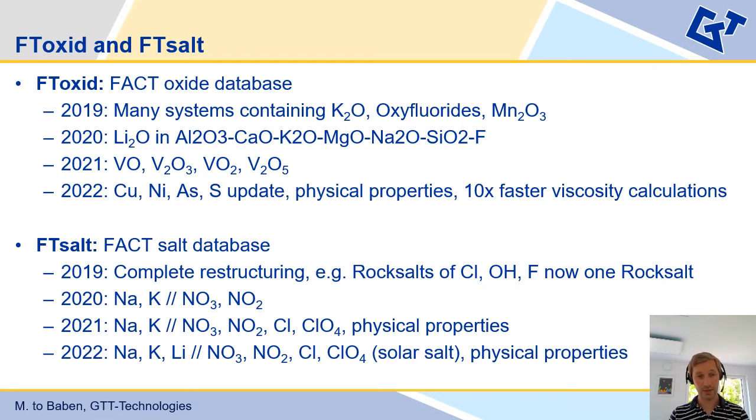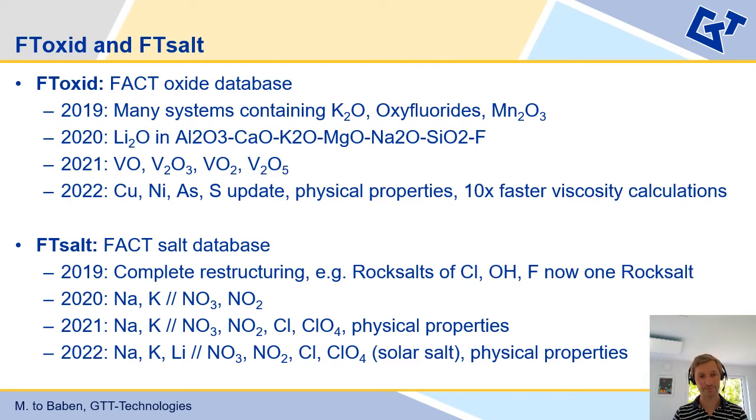2021, vanadium oxides were added as a major update, and now in 8.2, which will be released in the next 2 weeks, copper, nickel, arsenic, and sulfur have received an update, which is of course corresponding also to what was needed for the compatibility with the new FTsulf database. In addition, physical properties have been included now also in FToxide, and the viscosity calculator is now roughly 10 times faster, actually because the backend now relies on ChemApp, which is a good thing if you want to have fast calculation results.